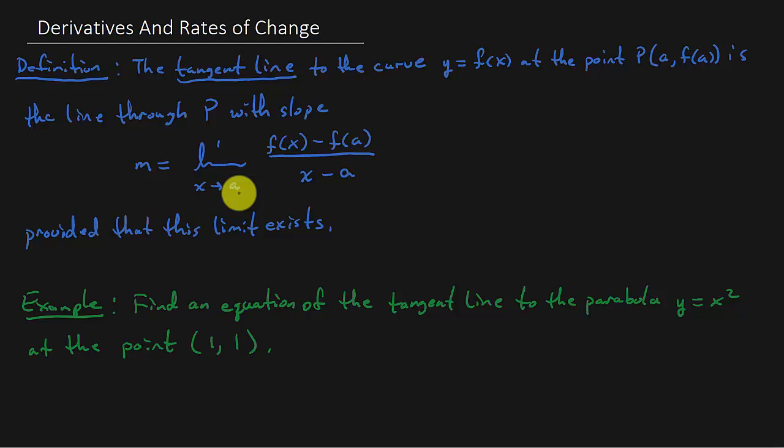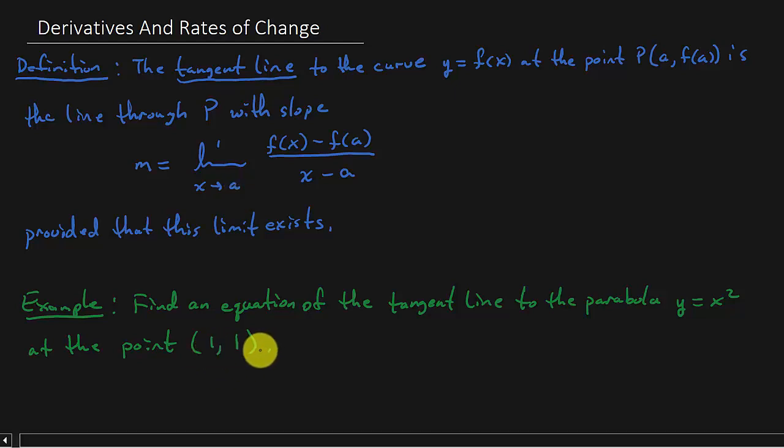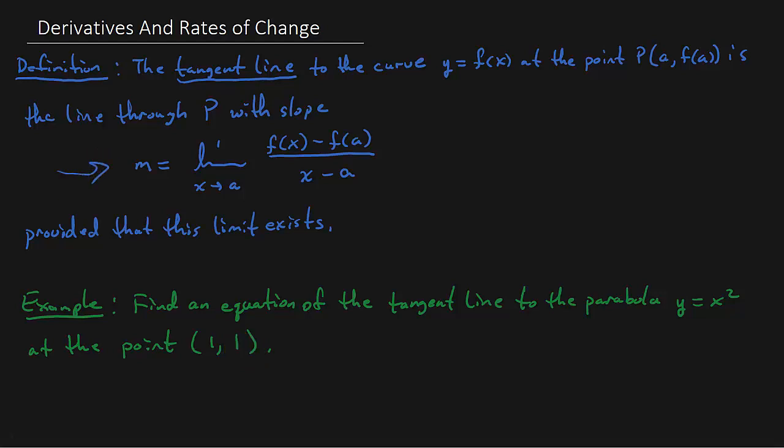It says, find an equation of the tangent line to the parabola y equals x squared at the point (1, 1). So we've got to find an equation of the tangent line. We're finding the equation of a line. To find the equation of a line, which you learned in algebra, you have to have a point on the line and you have to have the slope of the line. Well, we know a point on the line, we've got the point (1, 1). Now we need to find the slope. How do we find the slope? Well, that's this right here. There's your slope.